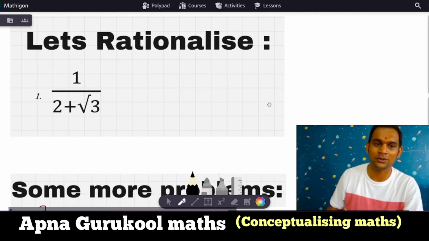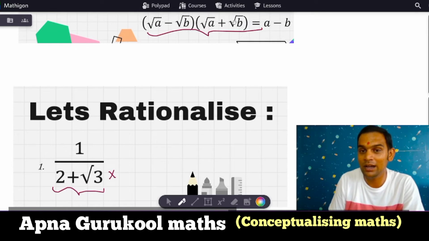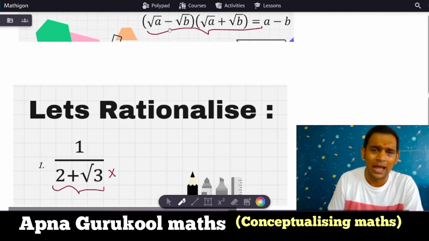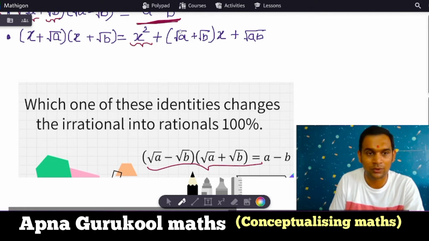Let's try to understand with an example. Now, in the denominator, we have 2 plus root 3, right? This is obviously an irrational number. Now, what do we have to do? If you have square root a plus square root b, we do square root a minus square root b. And it's not at all compulsory that both of them should be square roots. Why? Let me explain that. I forgot to explain that.